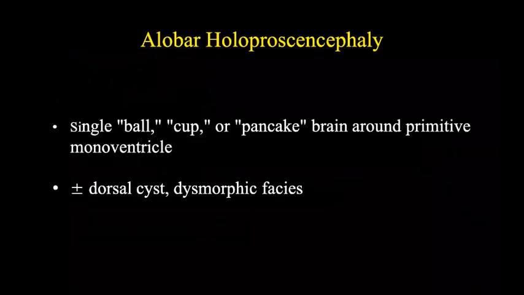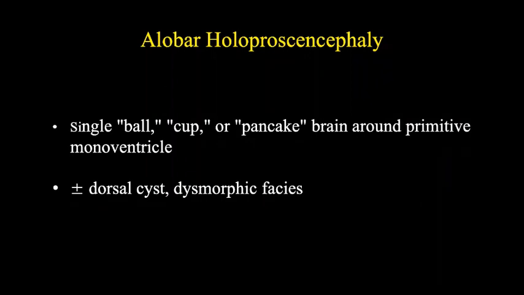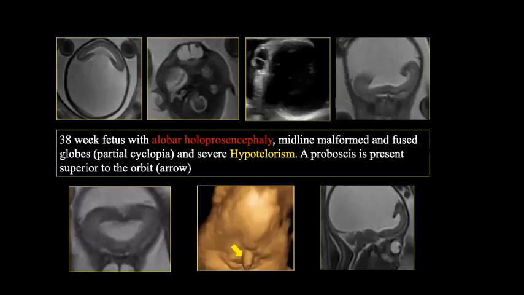With the alobar, which is the most obvious one, we'll have what looks like a ball or cup forming the monoventricle, and surrounding this is the cerebral mantle, which is just the dysplastic cerebral hemisphere, and then a dorsal cyst with dysmorphic features. We'll show you another case of alobar. Again, the same monoventricle, the anterior mantle, the dorsal cyst, and the hypotelorism.